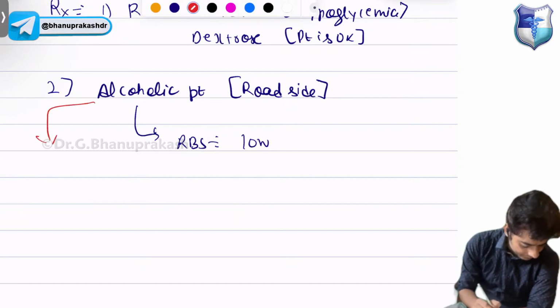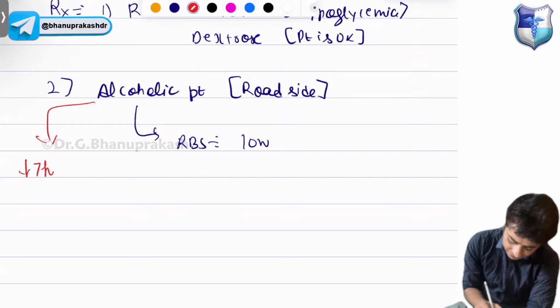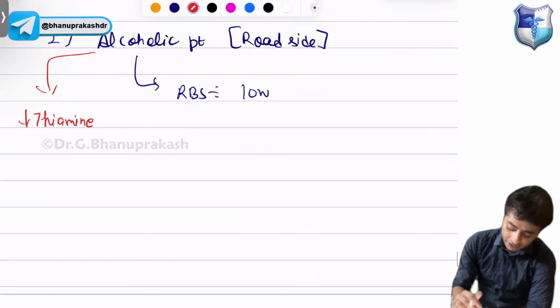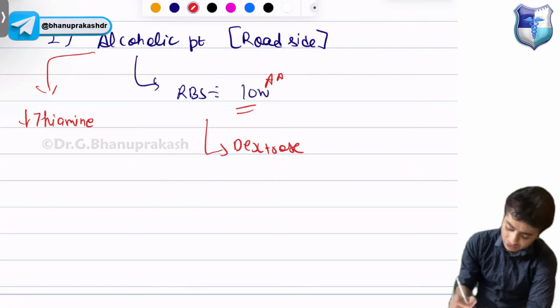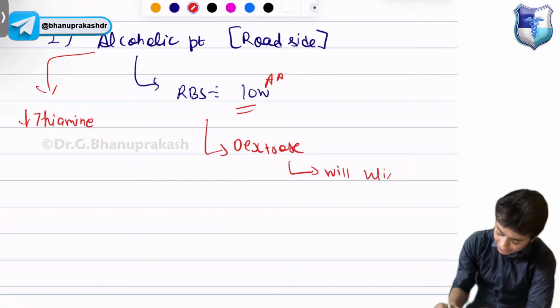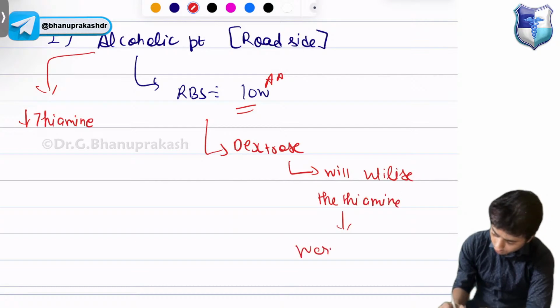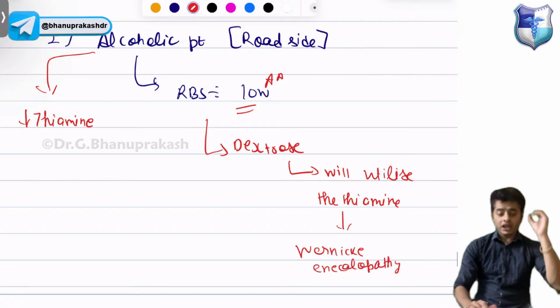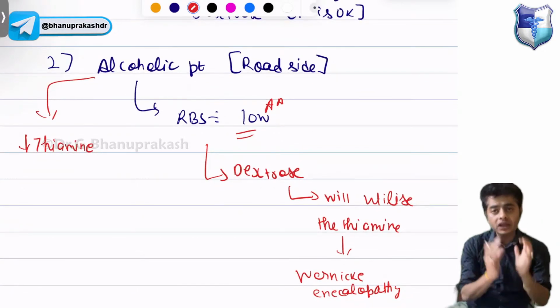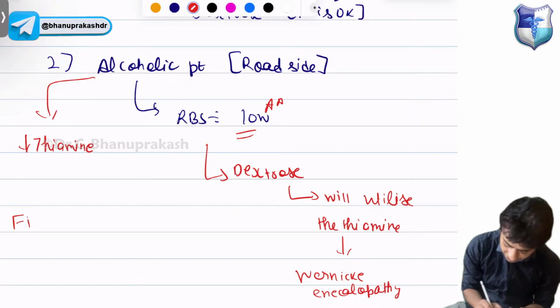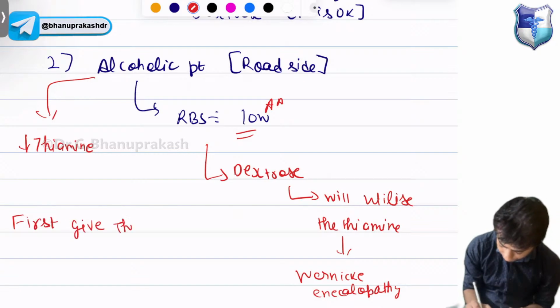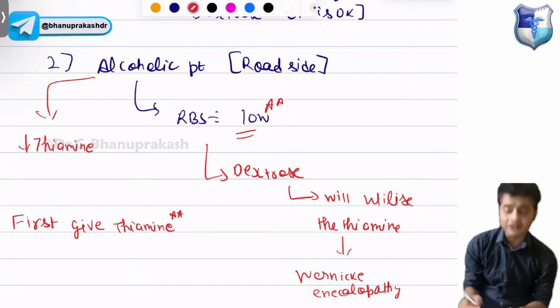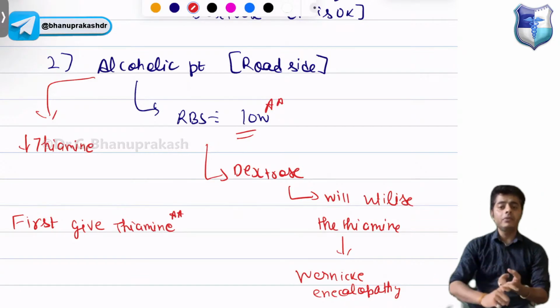Most of the time it is thiamine. There is a decrease in thiamine in these patients, and most of the time these alcoholic patients have low RBS. If you give them dextrose, the dextrose will utilize the thiamine, and the patient can land into Wernicke encephalopathy. So if there is an alcoholic patient, before giving dextrose, first give thiamine.